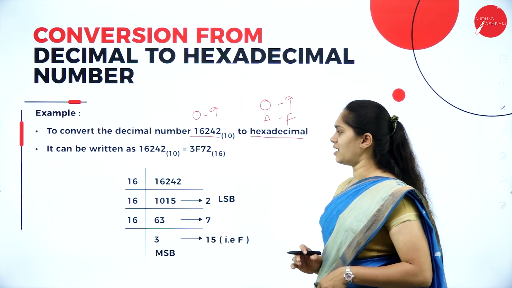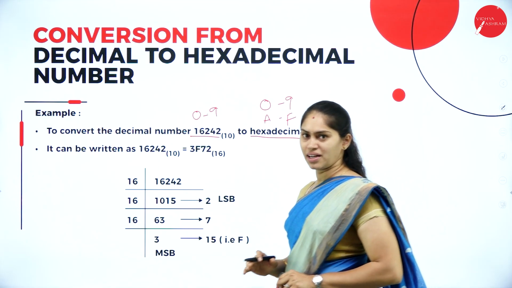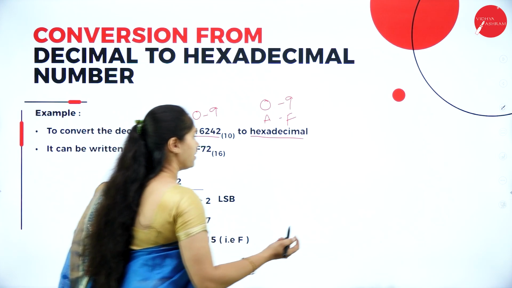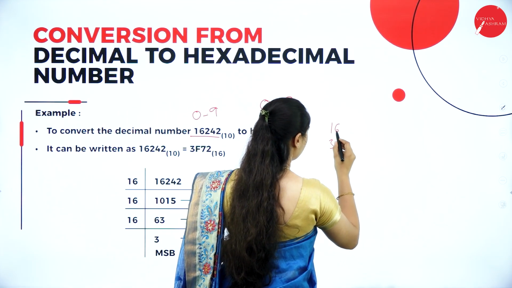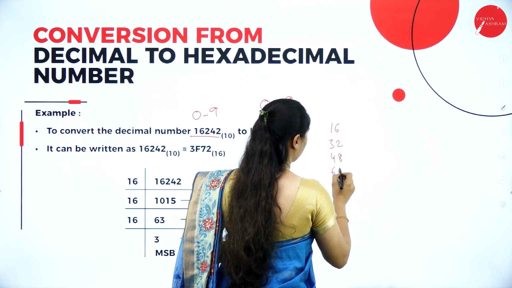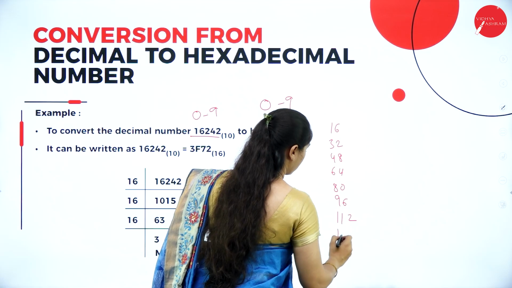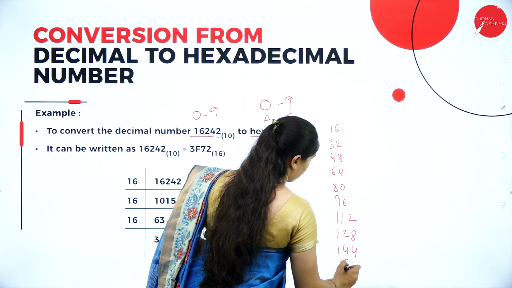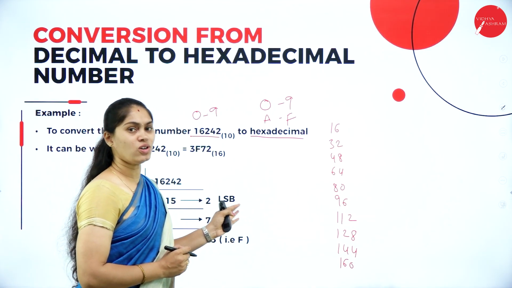We'll start dividing here. First, what do we have? 16,242. This is my number, that is the decimal number, that should be divided by 16. Let me write the table first. This is the 16 table. So by looking at this, you will be able to divide it.